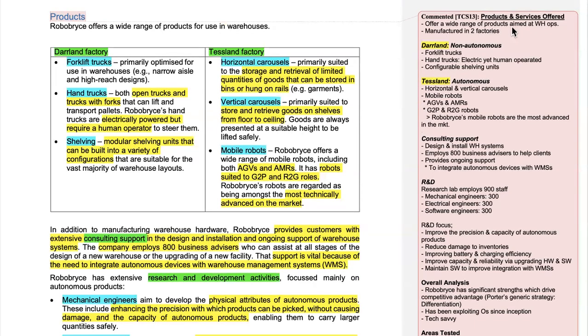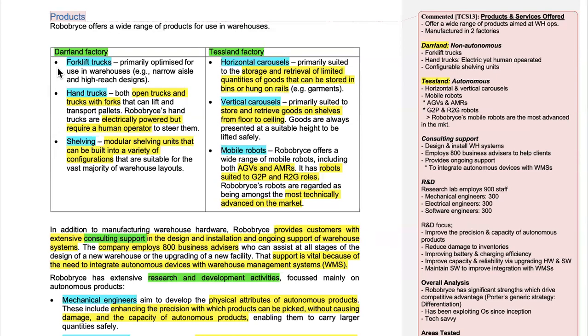All right, so let's look at the products and services offered by the company. We offer a wide range of products aimed at warehouse operations. When it comes to manufacturing, as I told you earlier, manufacturing operations occur within two factories. So let's figure out the type of products which are manufactured within the two factories. Within Darlan's factory, forklift trucks, hand trucks, and shelving units are manufactured.